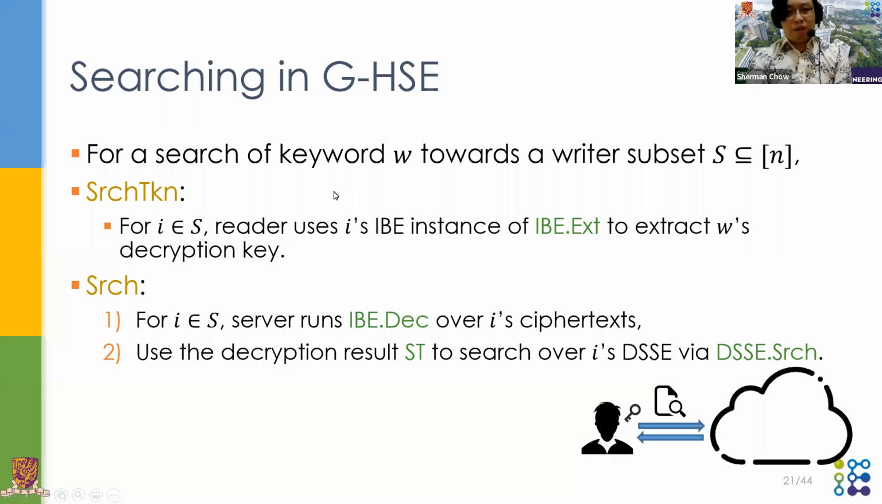Then the cloud server, upon receiving the IB decryption keys, decrypts the IB ciphertext I mentioned in the last slide, gets back the search token, and then can use the search token to work over the DSSE instance of the corresponding writer. Okay, so that is the hybrid searchable encryption spelled out. That's generic. You just use IB and DSSE as a black box.